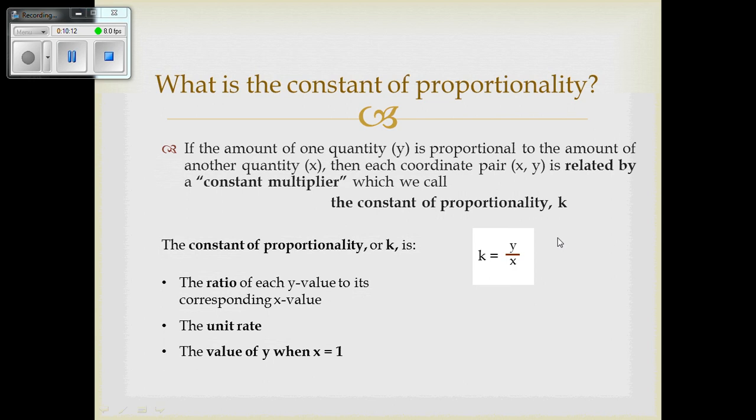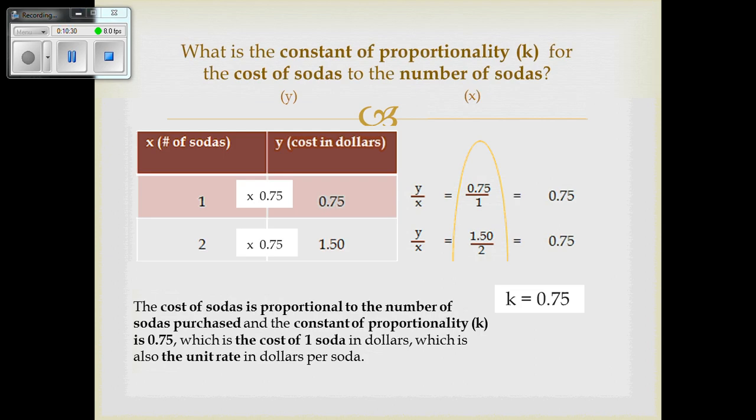We have here in the box on the right an equation that says k, or our constant of proportionality, is equal to our y value divided by our x value. In terms of the situation that we were looking at, what is the constant of proportionality, k, for the cost of sodas to the number of sodas?